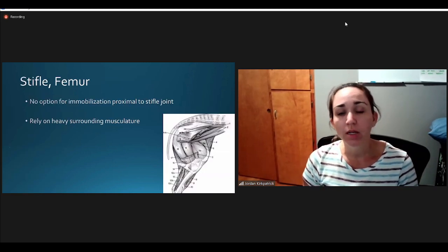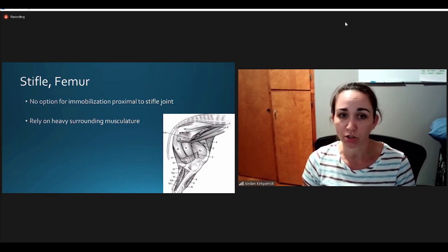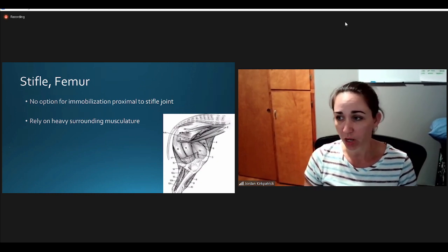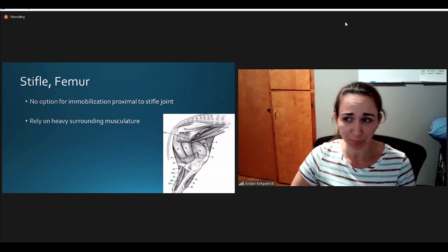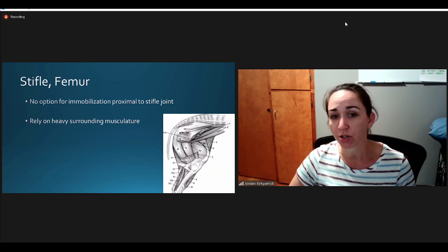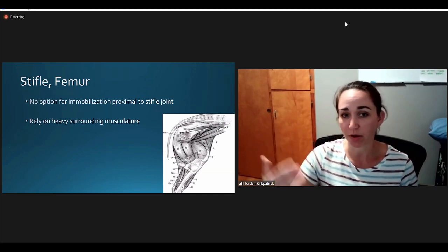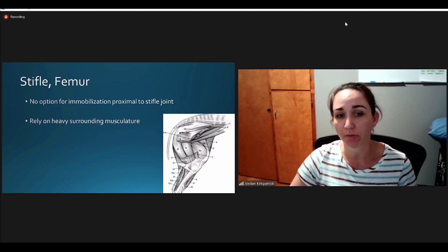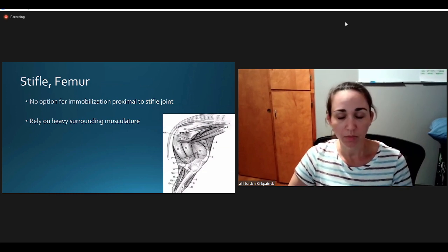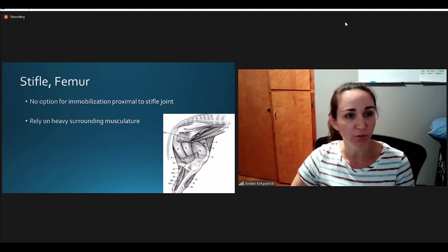Stifle and femur, it's similar to the humerus and scapula. There's really no good option to immobilize it, so you rely on the heavy surrounding musculature, and there's really not much else you can do for that. Again, if you're concerned, you can still splint it with a lateral splint that goes above the tuber coxae just to try to help prevent abduction. If you feel like that's needed or you're worried, again, you can under splint, but you usually can't splint too much.